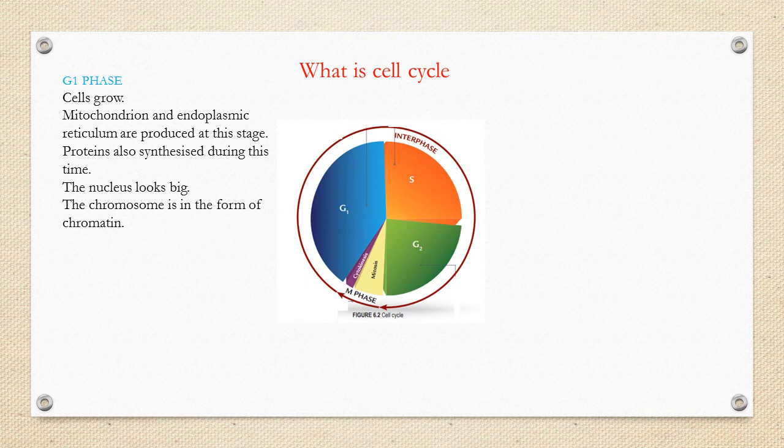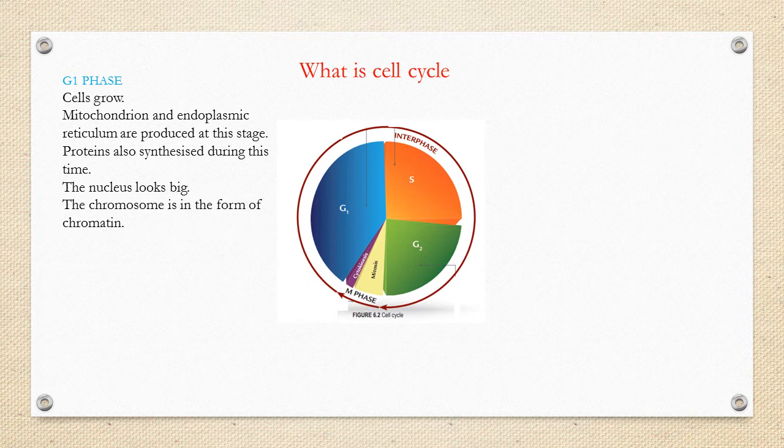So you know that when a cell undergoes cell division, it becomes smaller. So in G1 phase, the cell is growing. Mitochondrion and endoplasmic reticulum are produced in this stage. Why? Mitochondrion to produce energy, and endoplasmic reticulum will produce protein. Protein is also synthesized during this time. The nucleus looks bigger, and the chromosome is in the form of chromatid.